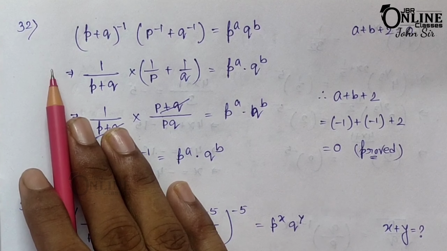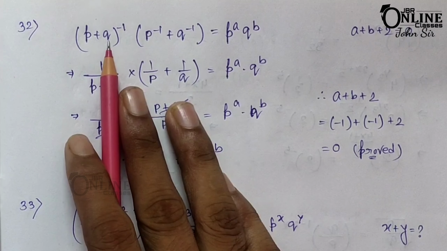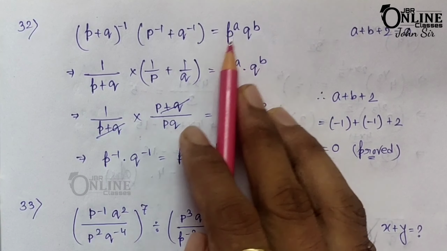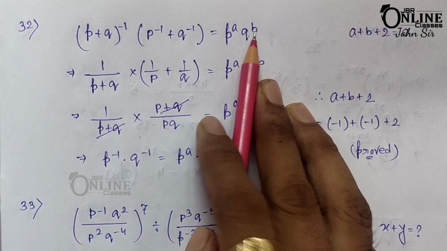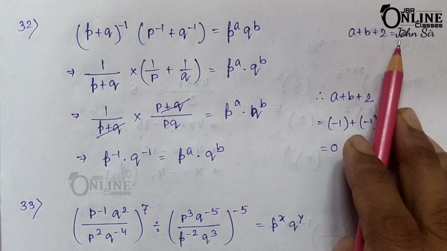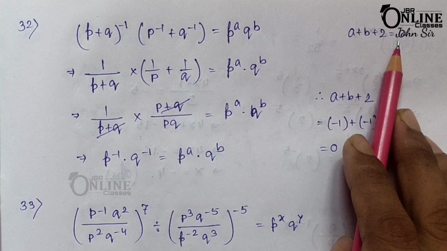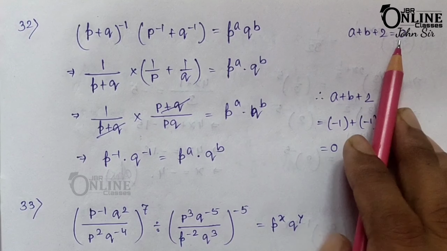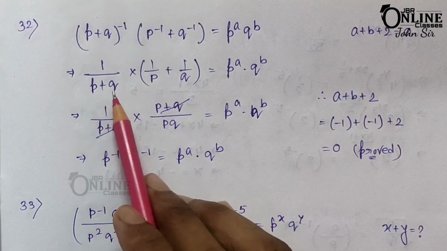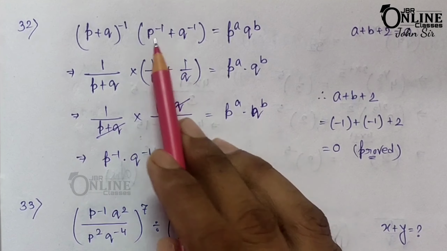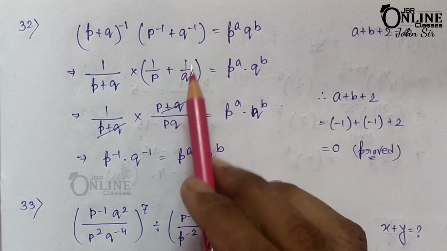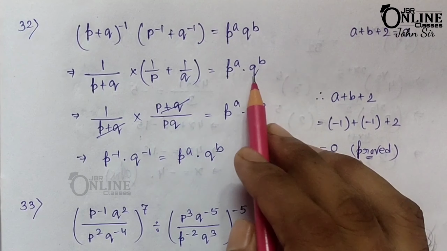Next, sum number 32. If (p plus q) to the power minus 1 equals p inverse plus q inverse, that equals p to the power a, q to the power b, then prove that a plus b plus 2 equals 0, where p and q are different positive primes. So here (p plus q) to the power minus 1 means 1 by (p plus q). Clear? Next, p to the power minus 1 means 1 by p, q to the power minus 1 means 1 by q.